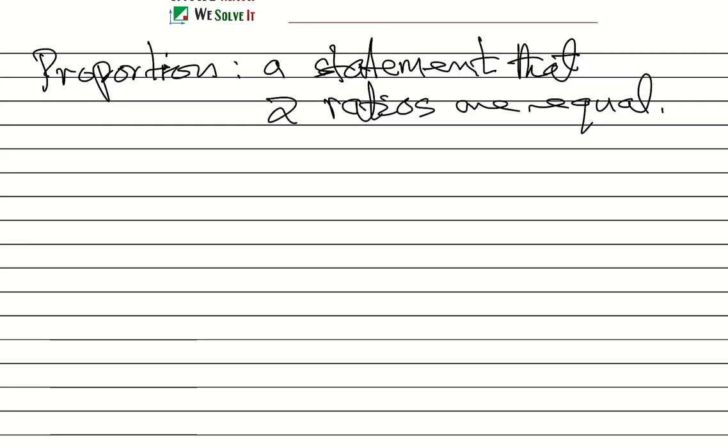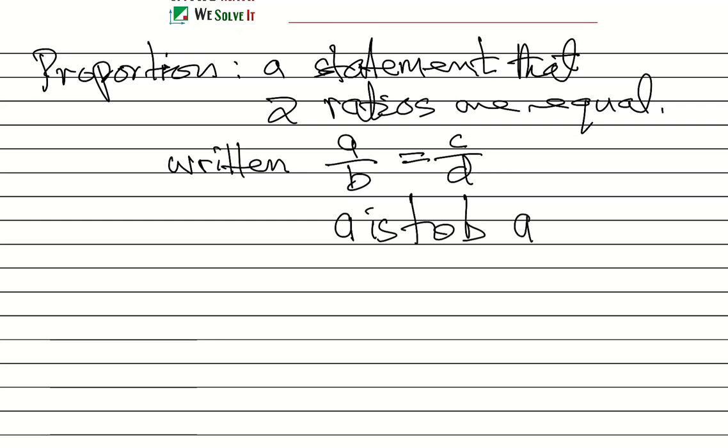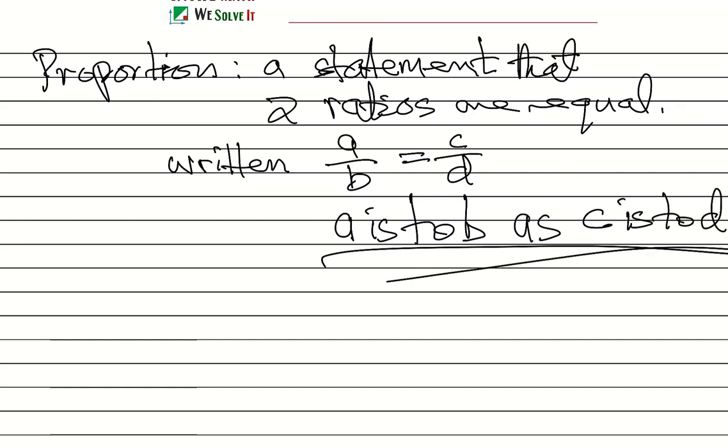Proportion is usually written like this: A over B equals C over D, where those are numbers, right? So the way you read it is A is to B as C is to D. That's how you read that. That's how they read it.